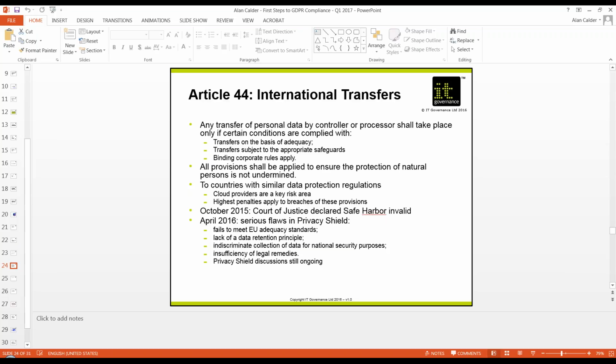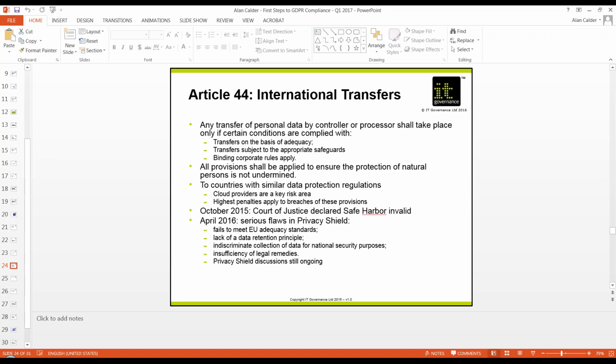International transfers. The GDPR, just like the Data Protection Directive, forbids the transfer of personal information outside of the European Economic Area unless certain conditions have been met. The conditions are what are usually known as adequacy. Does the country have a data protection regime which is adequate? The United States, for instance, does not. It does not because it doesn't have a national or a federal data protection law. That's one of the first requirements.